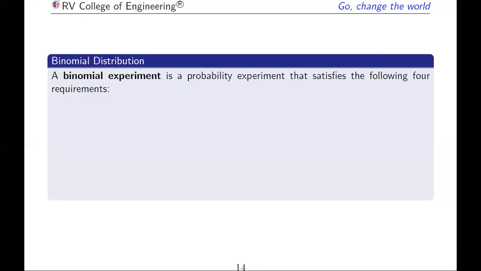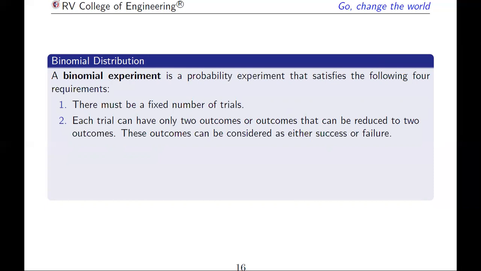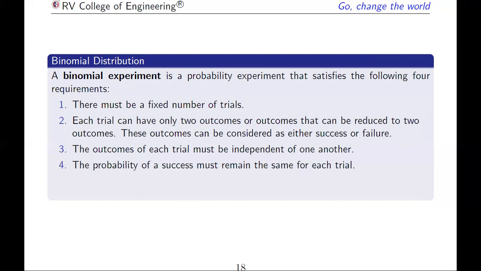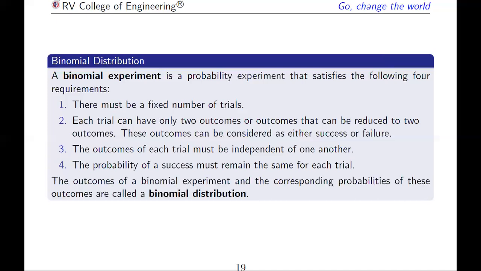A binomial experiment is a probability experiment that satisfies the following. First, there must be a fixed number of trials. Second, each trial can have only two outcomes or outcomes that can be reduced to two outcomes. These outcomes can be considered as either success or failure. Third, the outcomes of each trial must be independent of one another. Last, the probability of a success must remain the same for each trial.